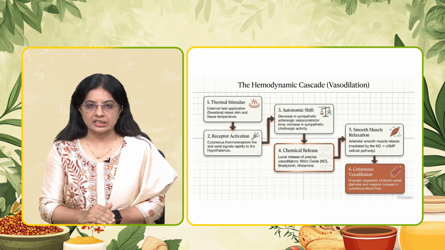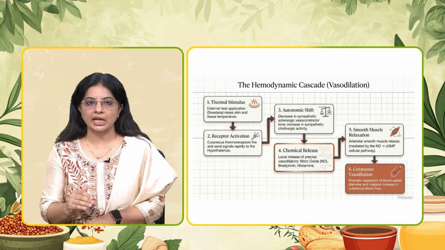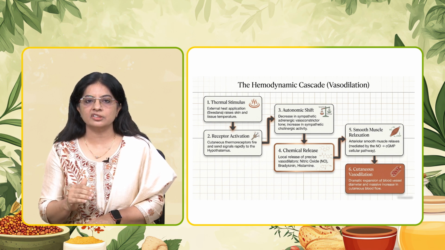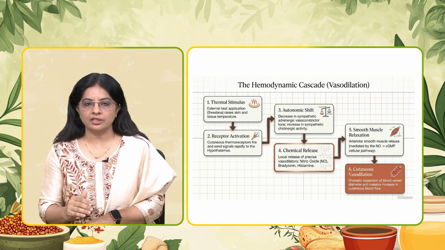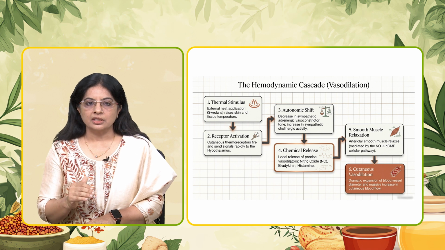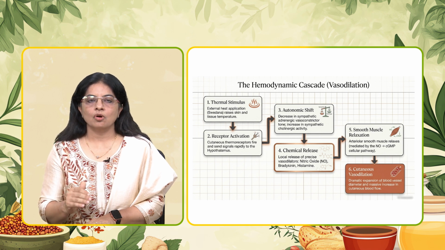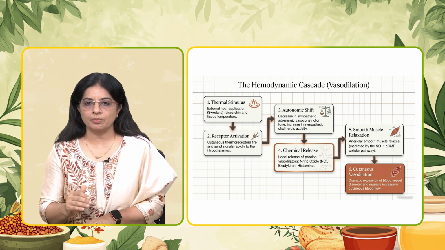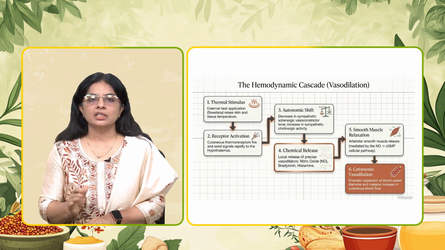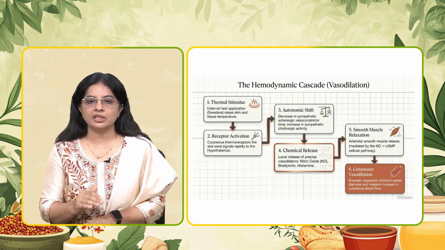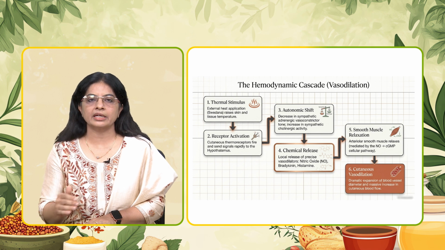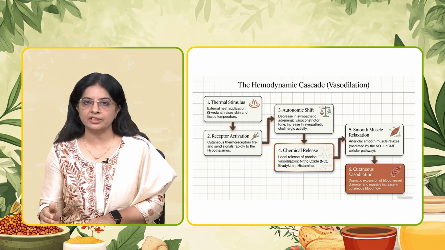Now, let us understand how heat causes vasodilatation. When external heat is applied to the body, it increases the skin temperature and this activates the cutaneous thermoreceptors present in the skin and sends signals to the hypothalamus, which is the thermoregulatory center of the body. In this response, the autonomic nervous system brings about two important changes. There is a decrease in sympathetic adrenergic vasoconstrictor tone and an increase in sympathetic cholinergic activity.